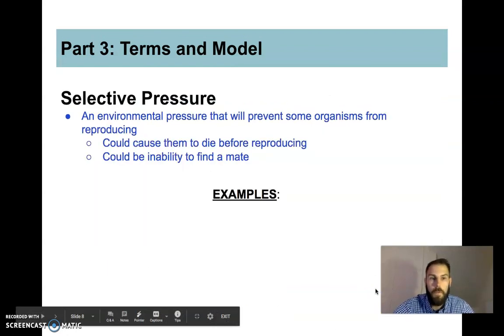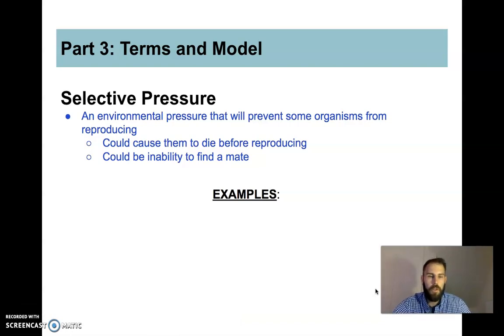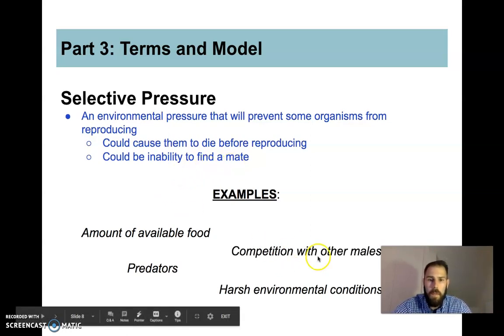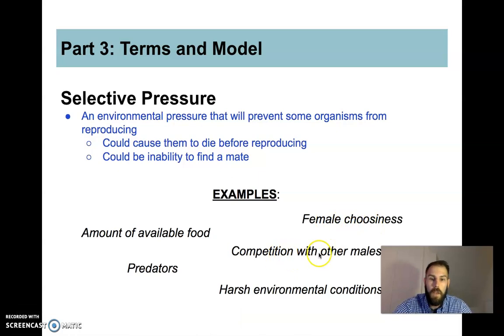Now, some other terms that are going to be important for us is this concept of a selective pressure. What's a selective pressure? It's an environmental pressure that will prevent some organisms from reproducing. It could cause them maybe to die before they could reproduce, or maybe they just can't find a mate. So here are some specific examples. Maybe there's a limited amount of available food, or there are predators trying to kill these organisms before they can reproduce, or maybe there are harsh environmental conditions that cause them to die before they reproduce, or maybe for the inability to find a mate, maybe there's competition with other males, or maybe the females are just really, really choosy. And I'm saying females are choosy and males are competitive because in the biological world, these are usually the roles that we see from these different sexes.